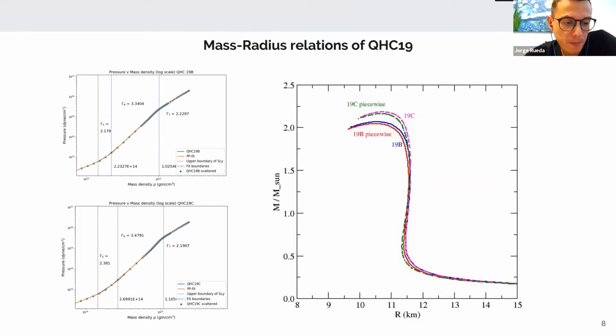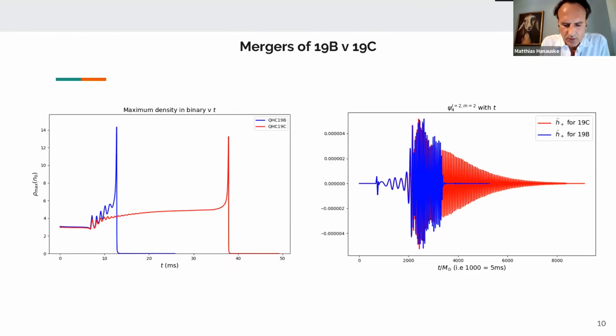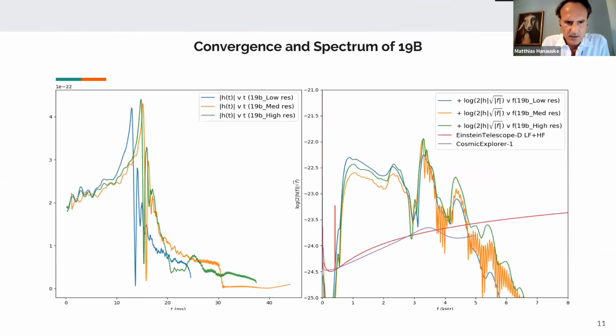Could you please go to the gravitational wave slide where you have the frequency? The results on the right, are they just for the equation B or C? This is just for B, but for different resolutions. Okay, good. So you see such a second peak structure. Is this due to the phase transition, if you would compare it to the non-phase transition?